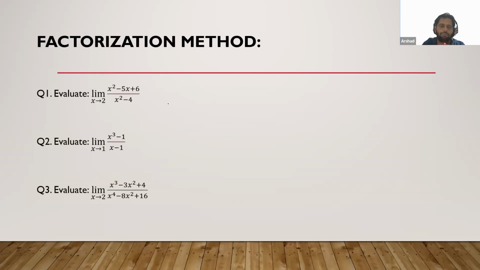Next is the factorization method. We will always start with the direct substitution method. If you get a not defined form when you put the number, then we move to the next type of method. If we put 2 here, then we get a 0 by 0 form: 4 minus 6 plus 10 minus 10 by 0. So in this case, we get a 0 by 0 form, and that's why we will not solve it further by the direct method. We will use the factorization method. There's no need to note this down. Here, we need to factorize this one: x squared minus 2x minus 3x plus 6 by x squared minus 4.